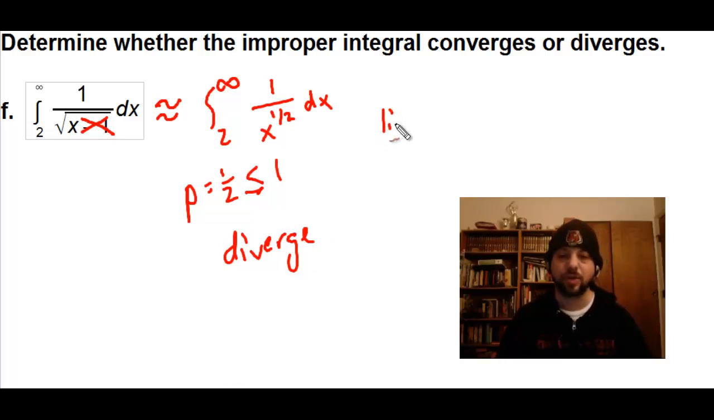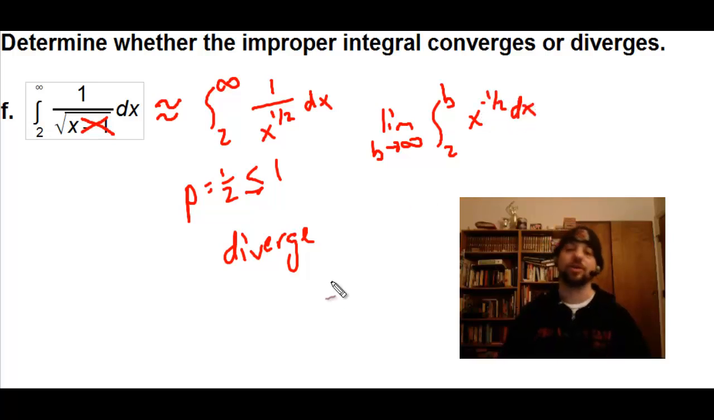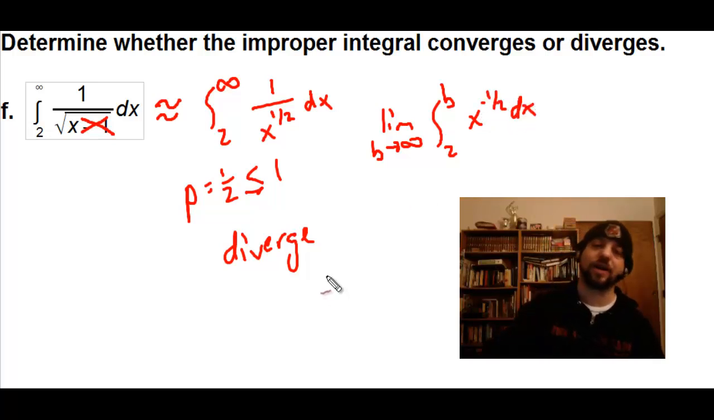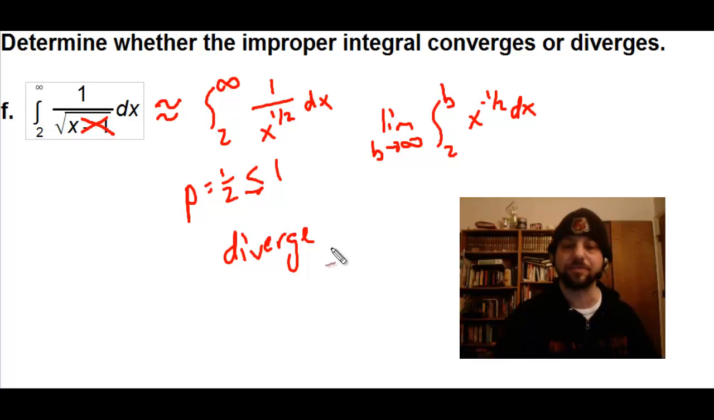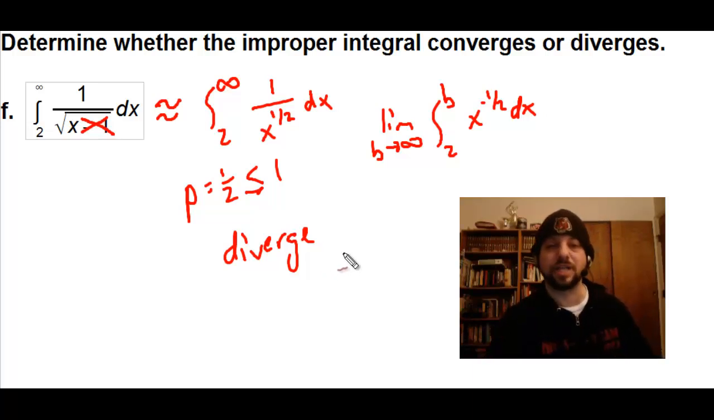Now, of course, I certainly welcome you to do this as a limit problem if you want to, the limit as b approaches infinity of the integral from 2 to b of x to the negative 1/2. I think what you'll find, however, is that this integral does in fact diverge, as we found with the P-series test. Let's go ahead and take a look at one more example before we're finished with these notes.